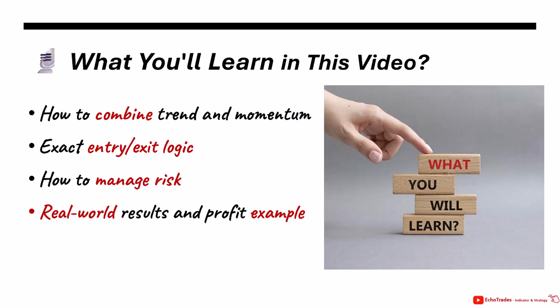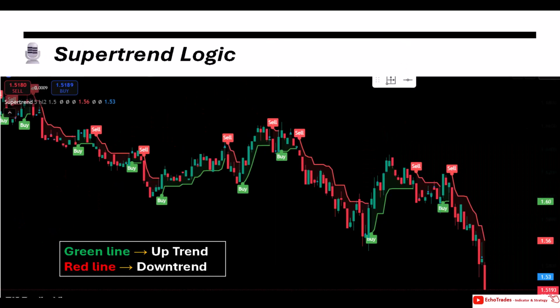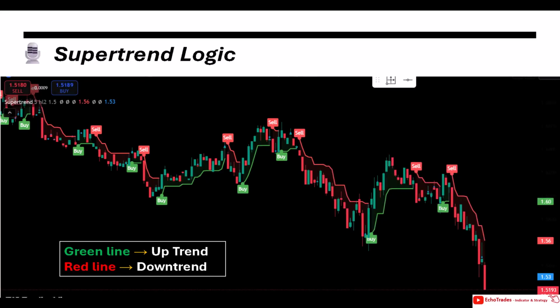Okay, let's unpack this. Let's start with the foundation, the core tools for this strategy. We're focusing on two indicators, and each one plays a vital role. First up, Supertrend. This is your primary guide for identifying the trend direction. Exactly. It paints a green line below the price when things are generally moving up. That's your bullish signal. And then a red line above when it's heading down, indicating bearish. It's designed to be super visual. Okay, clear visual trend.